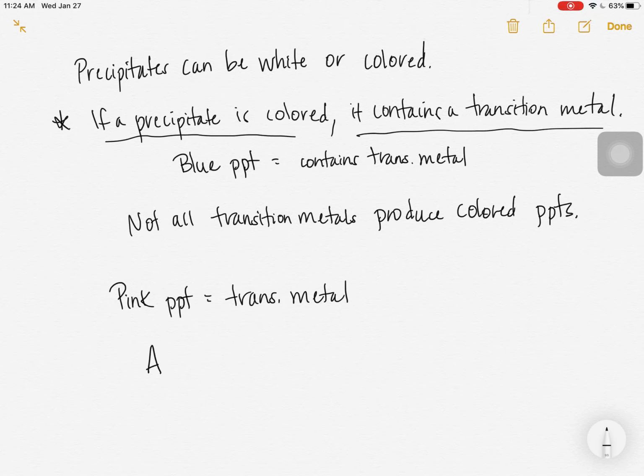A great example is what we just saw, which was silver chloride. Okay, silver is a transition metal, but silver chloride is white in color. So that's the perfect example to say that if a precipitate is colored, it contains a transition metal. However, not all transition metals produce colored precipitates. So that's something to keep in mind. We'll talk later about what colors belong to which metals. But this is an interesting piece of information that helps us when we see colored precipitates, we know they contain a transition metal.